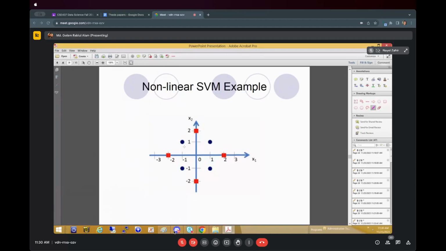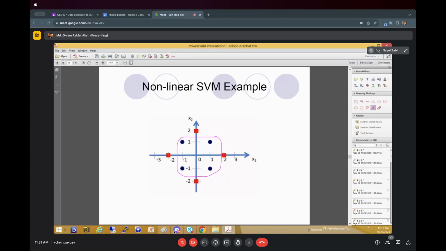Like in this example, the blue circles are negative points, and the red squares are positive points. So we cannot draw just a linear line to separate positives from the negatives. What can we do? We can draw some polynomial, like the equation of a circle, and that circle can maybe separate positives from the negatives. But SVM has a different approach to deal with this problem. It will not draw polynomials.